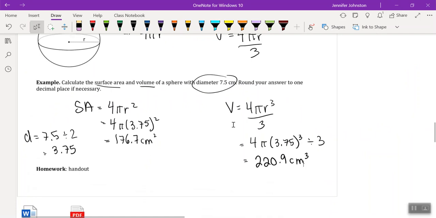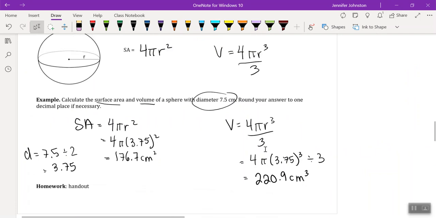All right, so you have lots of mastery practice from both day 7 and 8. If you have any questions, please let me know.